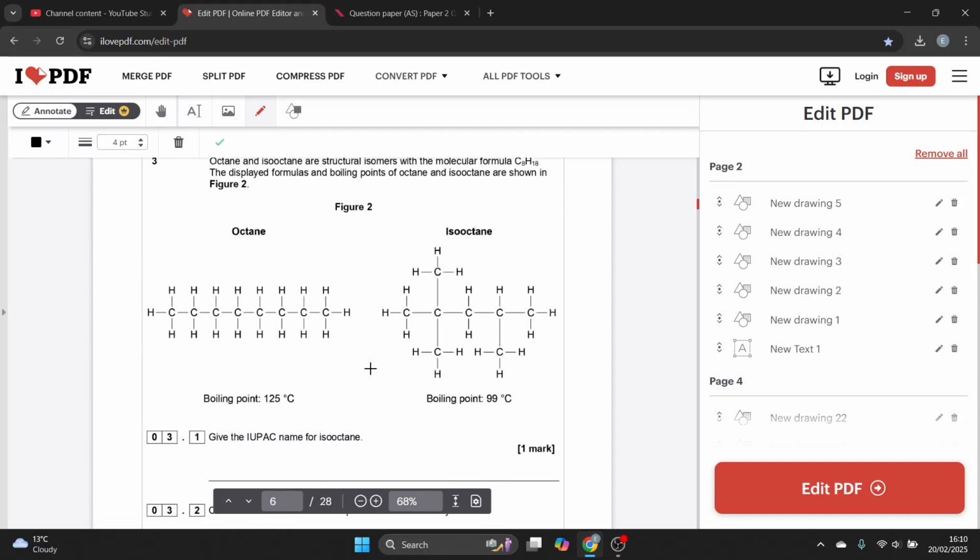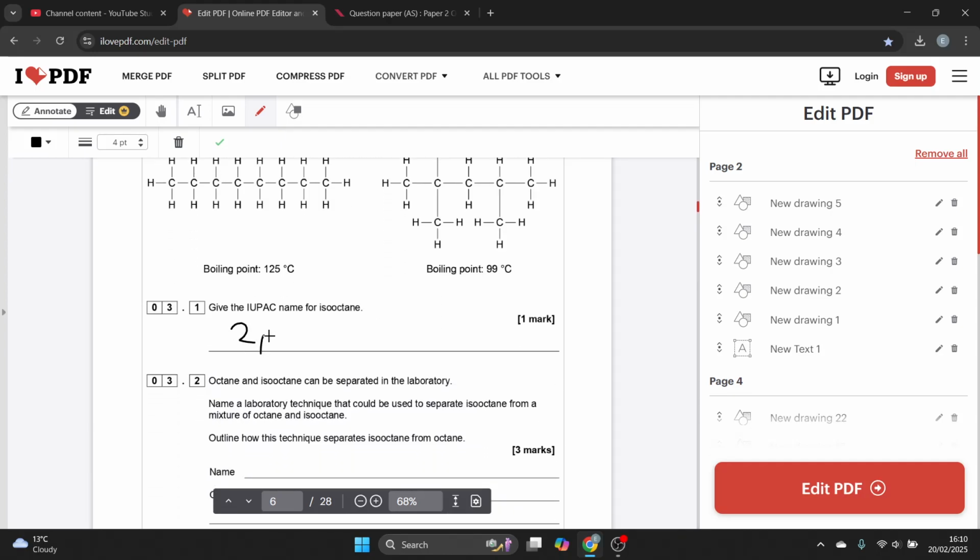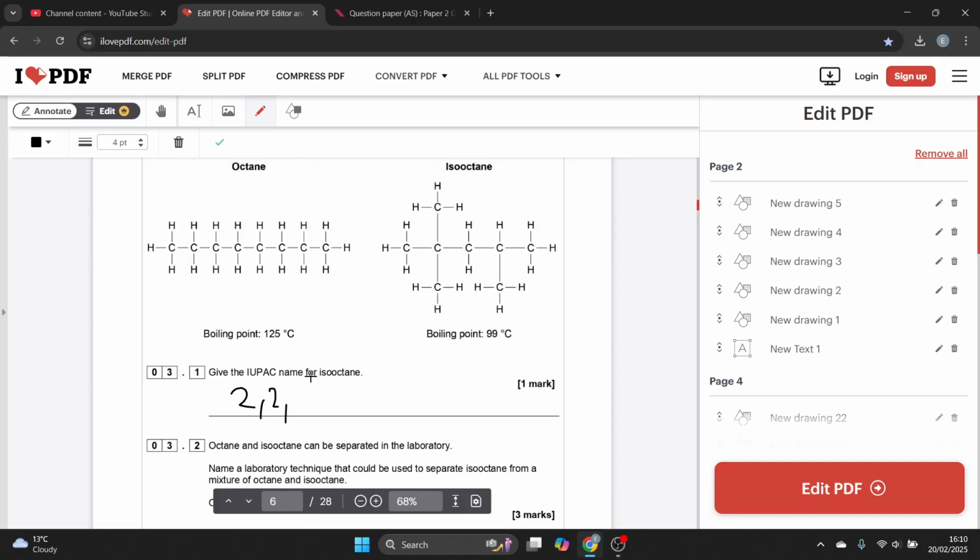Three significant figures. Give the IUPAC name for isooctane. 2, methyl group in the second one. Yeah, 2, then the fourth carbon. 2,2,4-trimethyl, then the parent chain: methane, ethane, propane, butane, pentane.